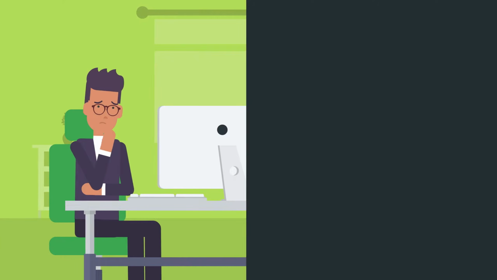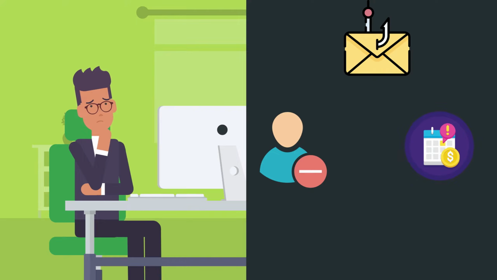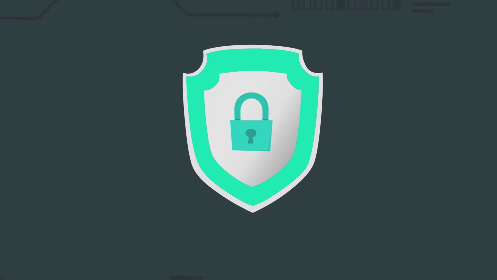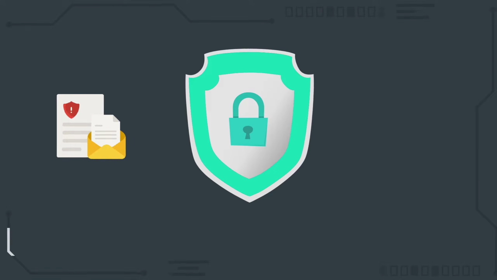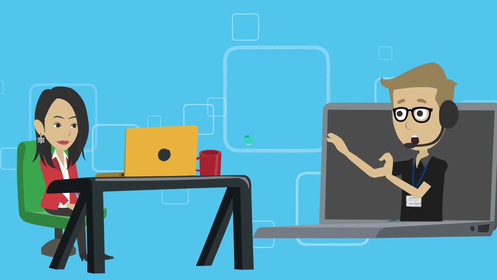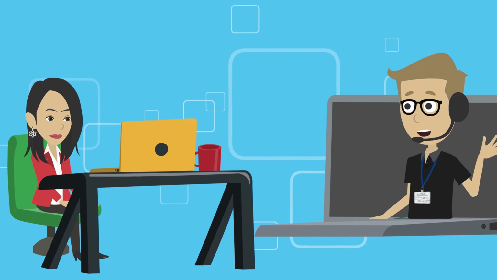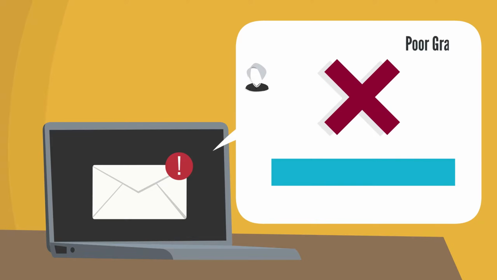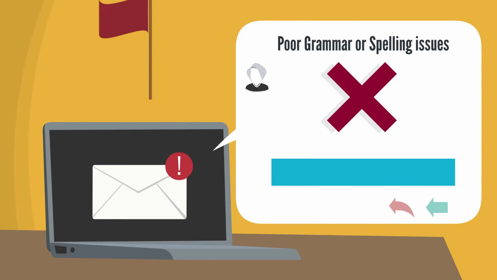An example of this can be a fraudulent email that claims your account has been compromised, your payment is overdue, or that you've won a prize. This urgency is meant to prompt quick action without much thought. To protect against phishing, it's crucial to be cautious when receiving unsolicited emails or messages. Avoid clicking on suspicious links or downloading attachments from unknown sources, and verify the authenticity of messages from trusted organizations by contacting them directly. Some fraudulent messages will contain poor grammar or spelling issues, which is an easy red flag to identify.